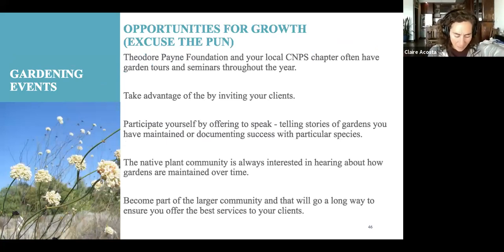And just lastly, opportunities for growth. Theodore Payne, obviously, or any local California Native Plant Society chapter, usually have tours when it's not a global pandemic, and lots of seminars, and obviously online meetings and things like that that you can attend. I really recommend them just to be active and learn. You can take advantage of them yourselves, or even invite your clients, especially newbies to natives. They might be really excited and want to learn more. So definitely take advantage of those if you can.